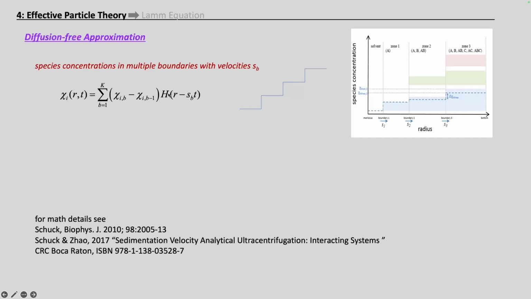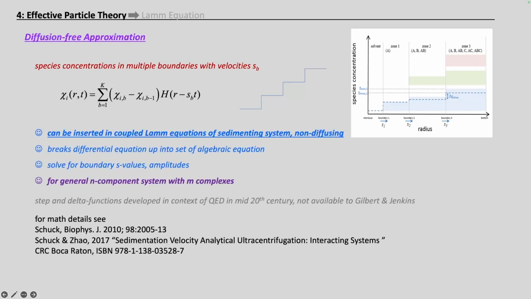And this is an ansatz for the spatiotemporal description of the system, which we can insert into the Lamm equations of the system coupled with reaction fluxes, in the limit of no diffusion. Now, the nice property of these step functions is that their derivatives are Dirac delta functions, and those break the partial differential equation up into an algebraic equation system, which we can solve for the unknowns, which are the S values of the boundaries and the amplitudes of all species. And this can be done in a general way. I will spare you the details, which you can read up in the literature.